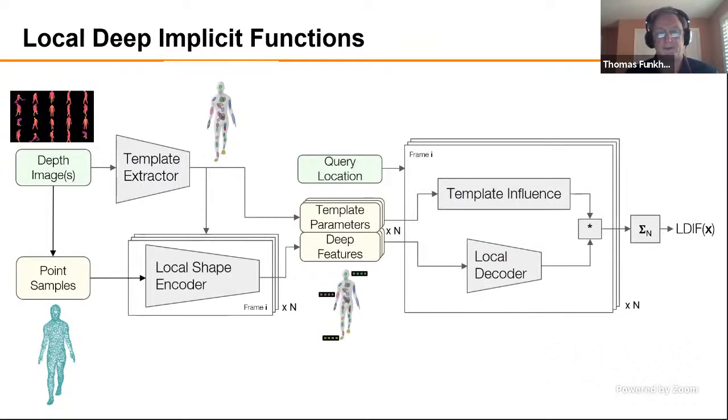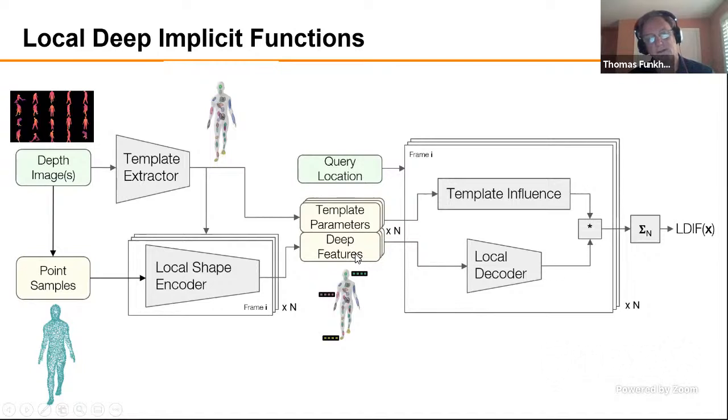Then the back end of this is very similar to an OctNet or something like that, where you're taking a query location, which is in the green box up here, and then you have a latent vector, which is decomposed into template parameters and deep features. Interestingly, we found our reconstruction to be most useful and the learning to be most efficient if we retain the Gaussian aspect of our original templates. And so for each of the local functions that we're going to produce, we're going to compute a Gaussian, which is called the template influence here. And then we're going to ask the deep network to produce a function that's a deviation from that Gaussian.